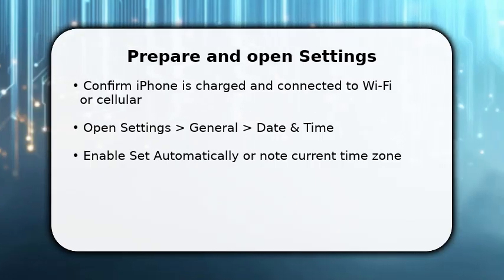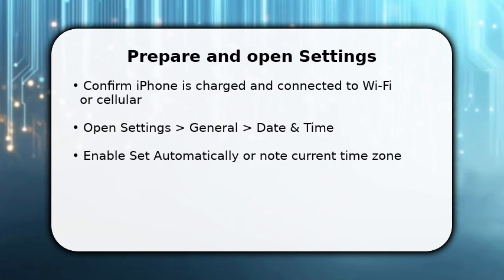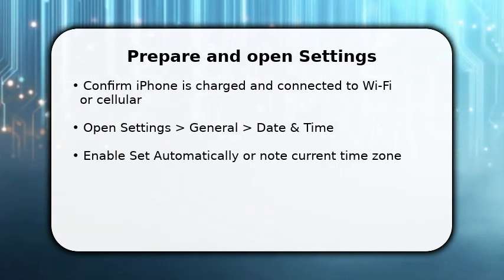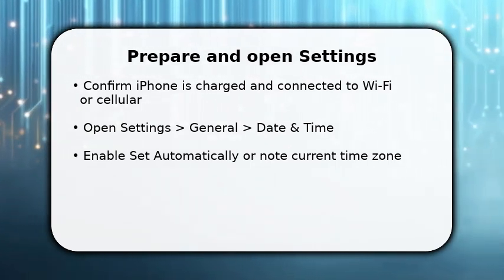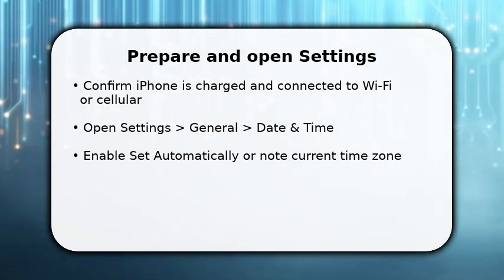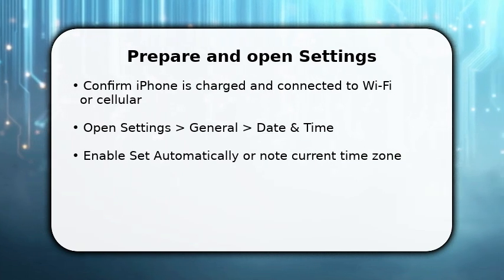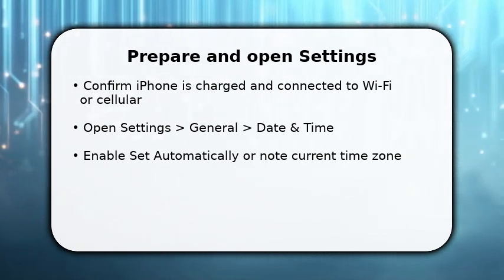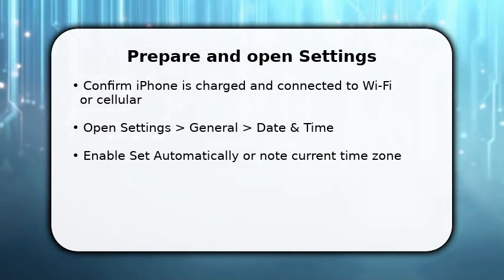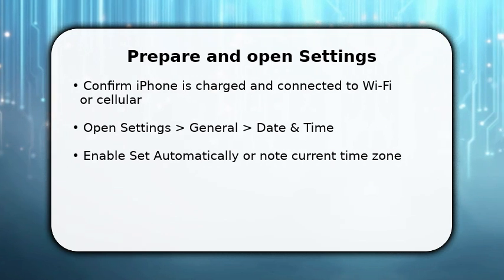You start by verifying essentials. Your iPhone has battery and network access. Open Settings, then General, then Date and Time. If Set Automatically is off, turn it on to pull time from your carrier or network. This often fixes drift. If you need a manual fix, toggle Set Automatically off and tap the time to edit.